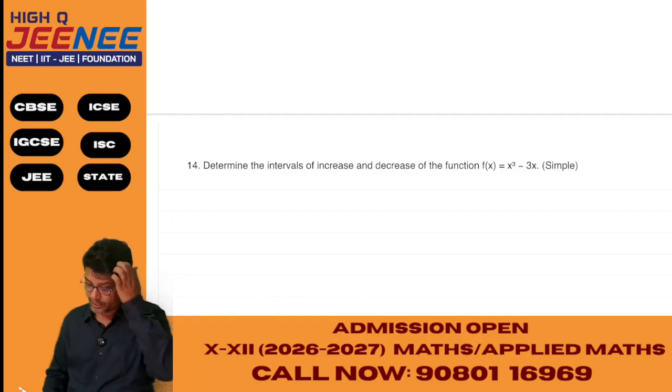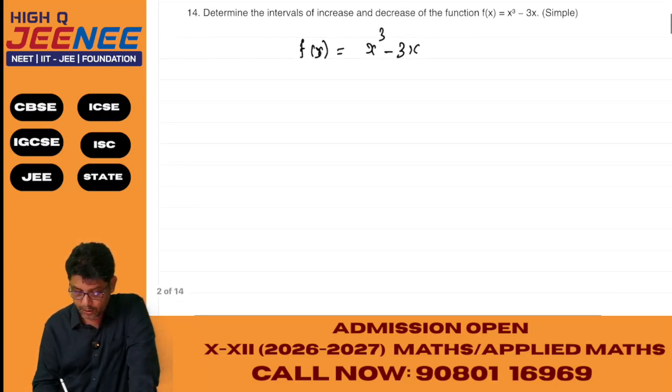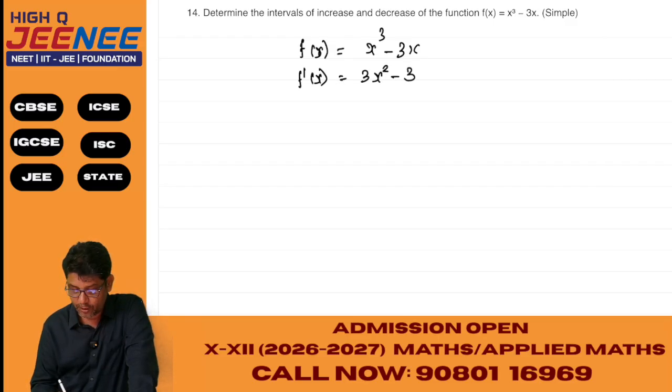So f of x is equal to x cube minus 3x. Tell me what you are going to get. First, f of x is x cube minus 3x. Step number 1, what you are going to find out? f dash of x. What is f dash of x? 3x square minus 3. Next step, you are going to find out the critical point.